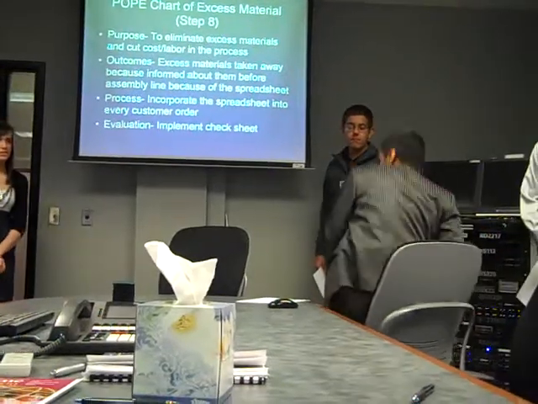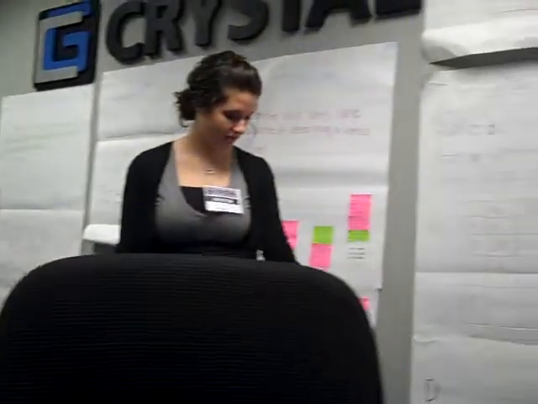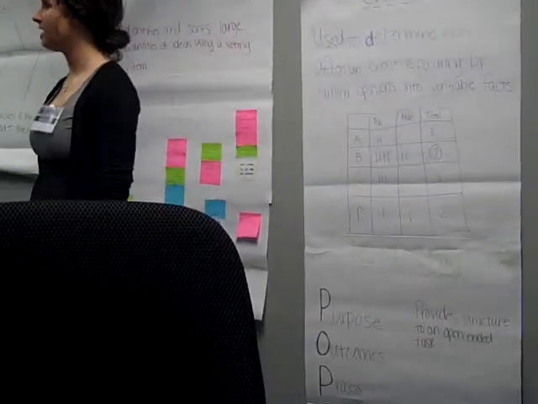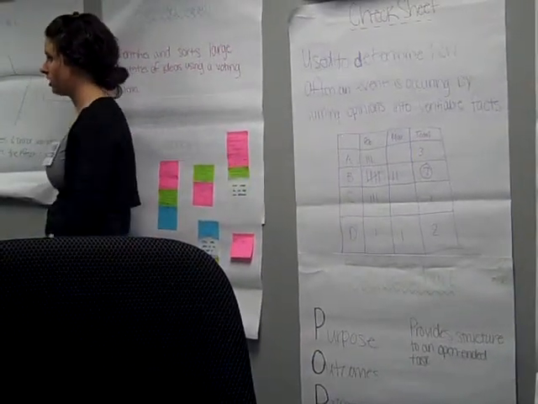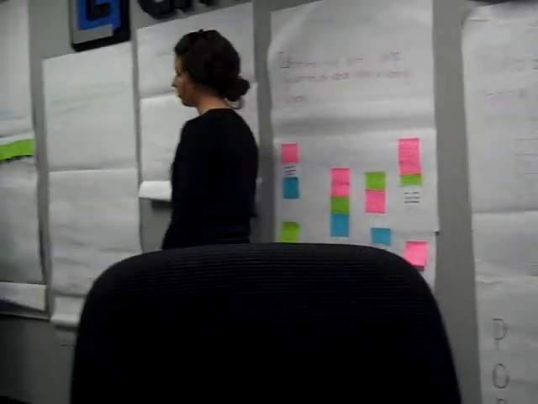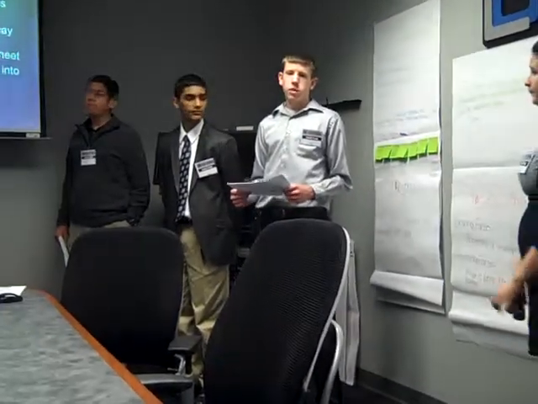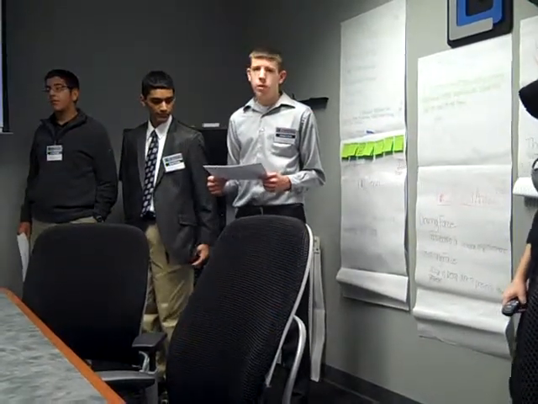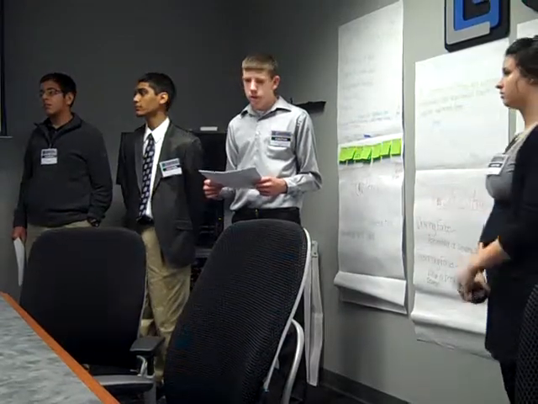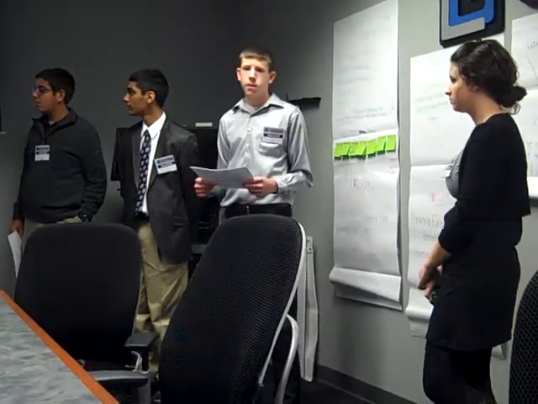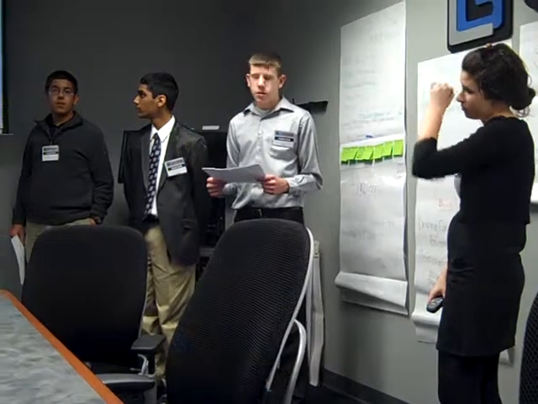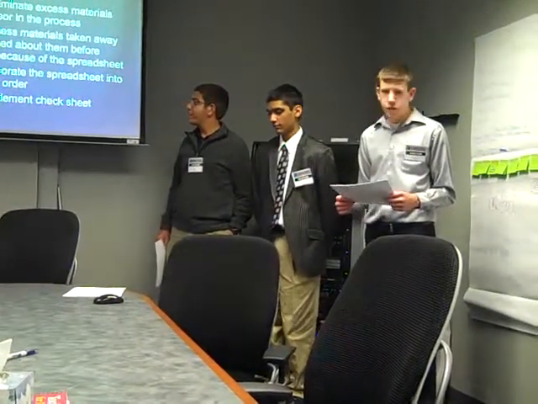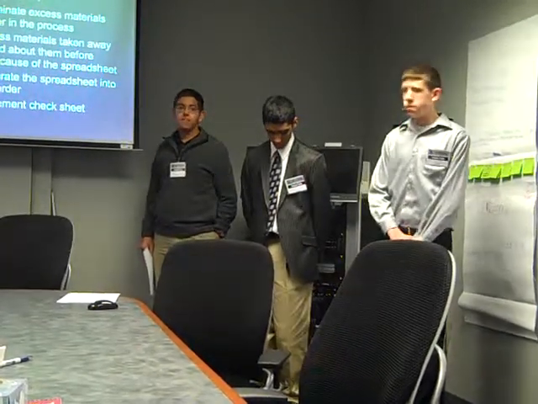So, step 8 is the Pope chart, which lays out the purpose, outcomes, process, and evaluation, and it provides structure to an open-ended task. So we put the Pope chart in for our information that we gathered from the problem. The purpose was to eliminate excess materials and cut costs and labor in the process. The outcomes were excess materials were taken away because they were informed about them ahead of time in the assembly line because of the spreadsheet. The process, incorporate the spreadsheet into every customer order that you get. The evaluation is implement the check sheet and see how it works.